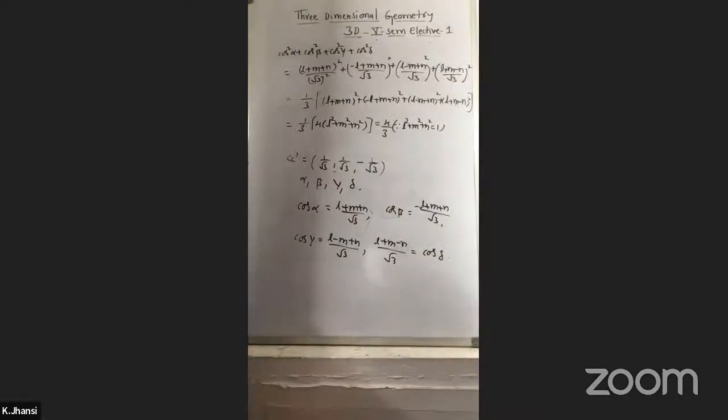First, you have to remember the equation of the plane. The second one is A into x minus x1 plus B into y minus y1 plus C into z minus z1. This equation is there, no?